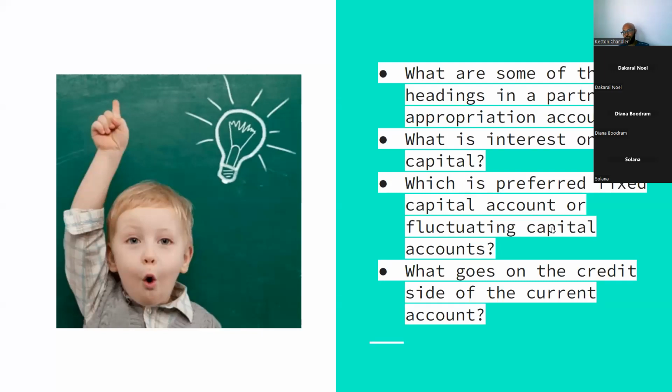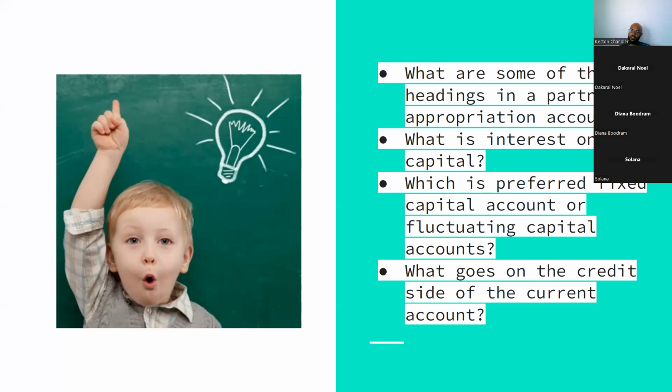So let's recap. Some of the main headings in our partnership appropriation account, we need to look at stuff that needs to be added to our net income. So we're talking about interest on drawings is one, and probably the only one, right? And then things that are going to decrease our net profit: interest on capital, salaries. Subsequent to that, we're going to look at share of profits, right?